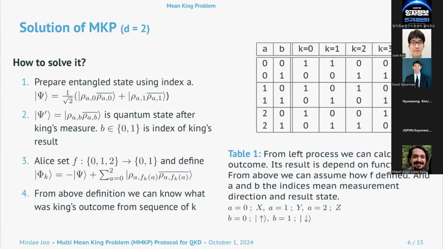This table shows how k changes based on the measurement index A and the result B. For example, where A equals 0 and B equals 0, the k values are 1, 1, 0, 0. By analyzing this, we can understand how the function f is defined. Using this process, we can determine the King's measurement result and the corresponding states.